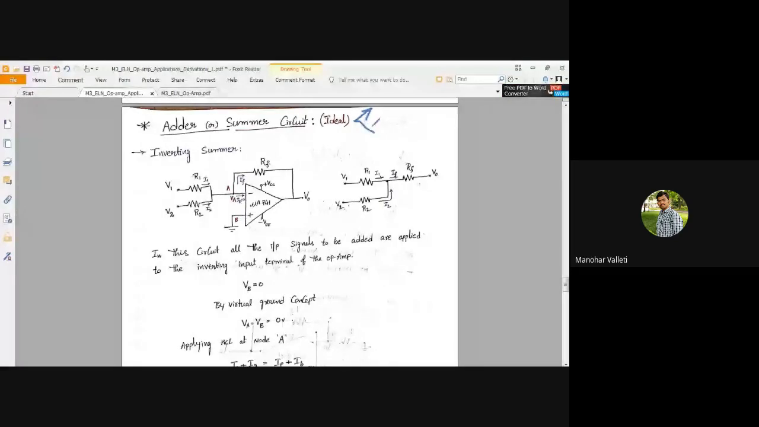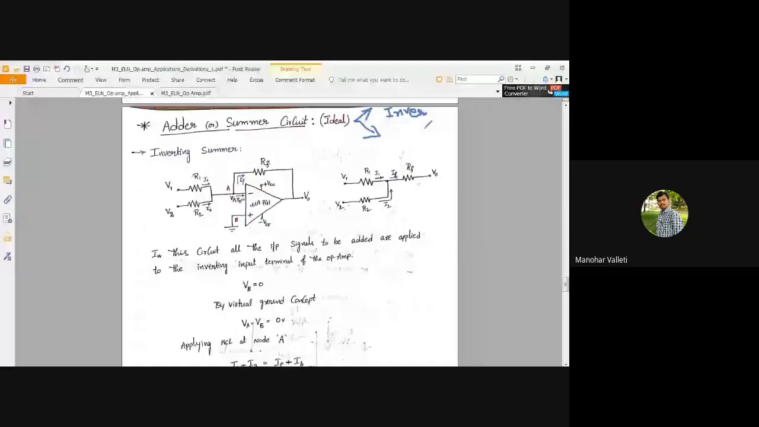One is the inverting summer, which means we apply the inputs to be added at the inverting terminal. Then we call it an inverting summer. In the same way, there is the non-inverting summer. Among these two, the inverting summer is more popular.